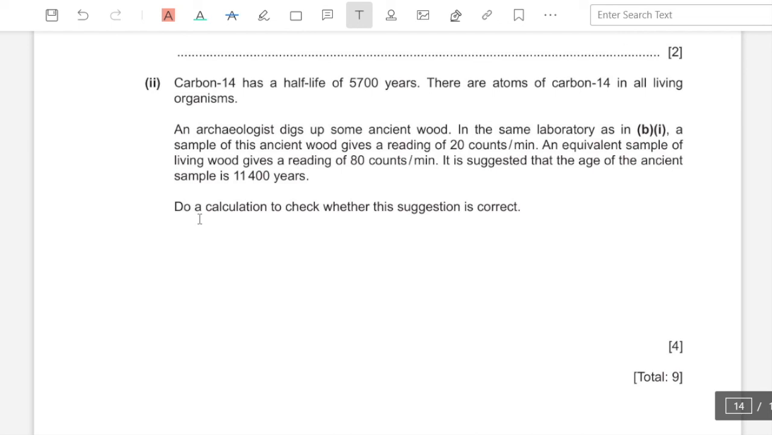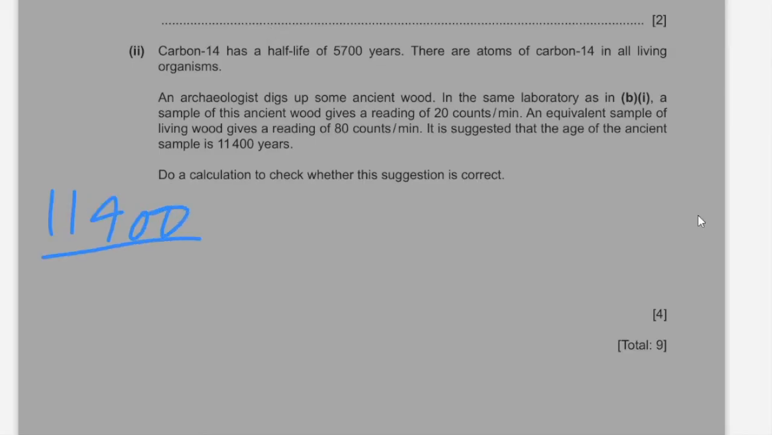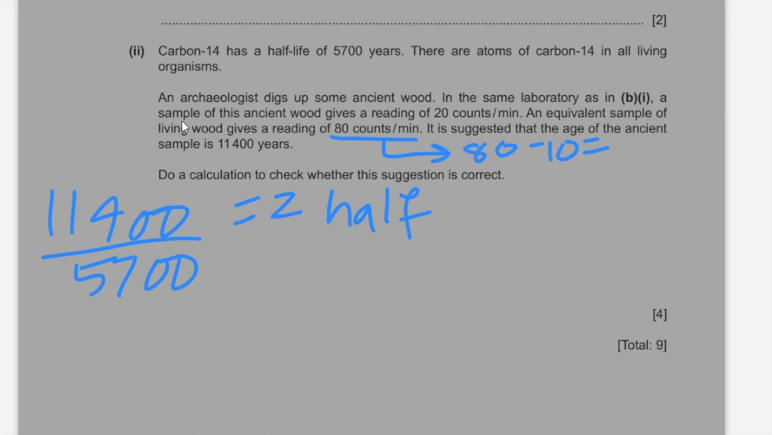Alright, so first I'll start by calculating how many half-lives have passed in 11,400 years. And you can do that by dividing 11,400 by 5,700, which means 2. So 2 half-lives have passed in this suggested age, and we need to see if that is true. Let's calculate the actual counts over here. We'll subtract 10 from 80, which is 70, because background radiation should not be included in the calculation. Similarly over here, 20 minus 10 is 10. So the ancient sample has a count rate of 10 counts per minute, and the equivalent living sample has 70 counts per minute.